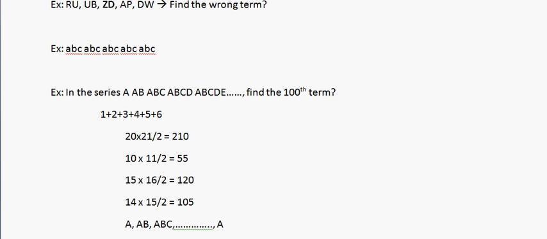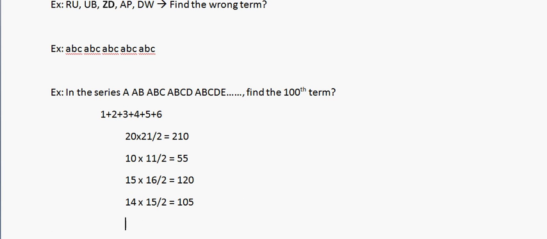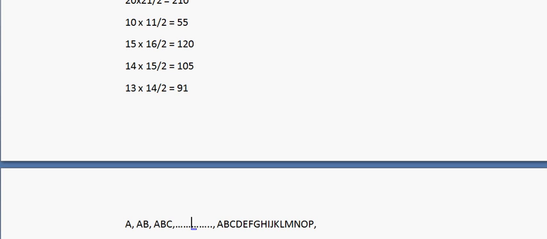The term would have A, B, C, D, E, F, G, H, I, J, K, L, M, N, O, P, right? This is the 13th. The 13th would have up till P. The 14th would have up till Q, right? But what is the 100th term? So if you add these 13, how much would you get? 13 into 14 by 2, which is equal to 91. So this P is 91st.